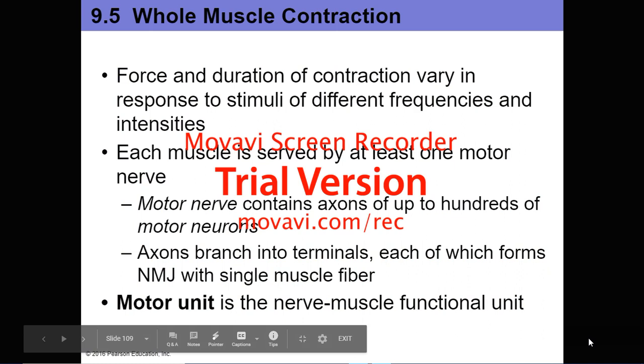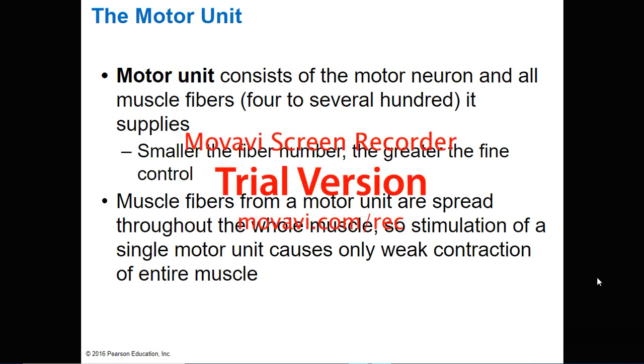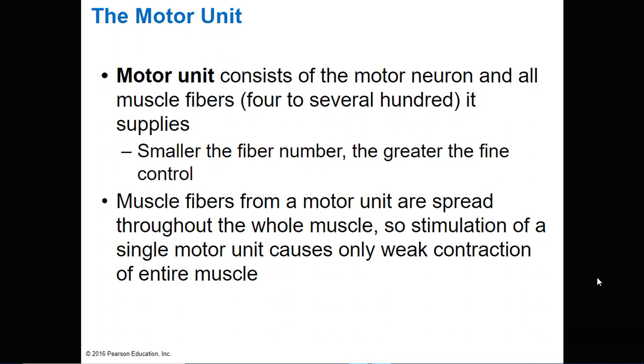So a single motor neuron can supply anywhere from 4 to several hundred muscle fibers. The smaller the fiber number, the greater the fine control. Muscle fibers from a motor unit are spread throughout the whole muscle. So stimulation of a single motor unit is only going to be a very weak contraction of an entire muscle.